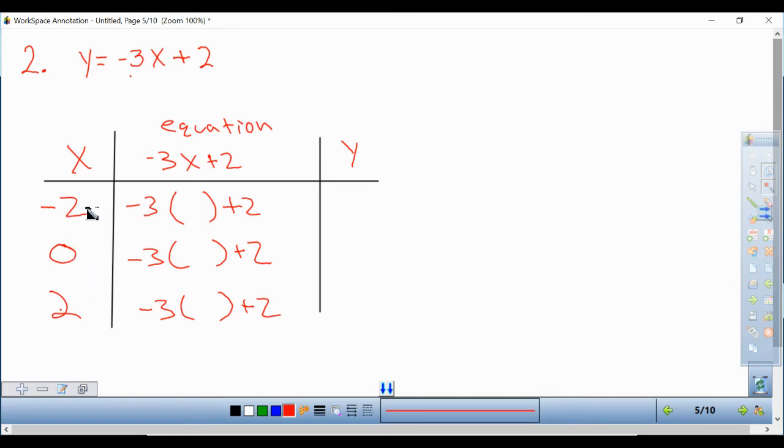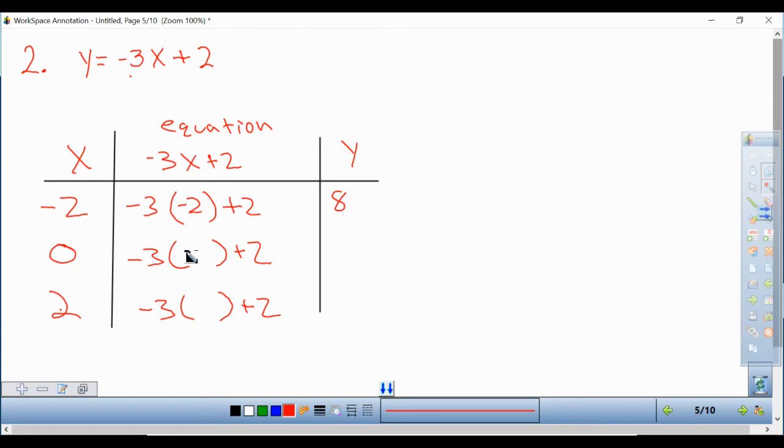The first one, I had X at negative 2. Negative 3 times negative 2 plus 2. What does that get me? Well, 3 times 2 is 6, and a negative times a negative is a positive. So I get positive 6 plus 2 is 8.